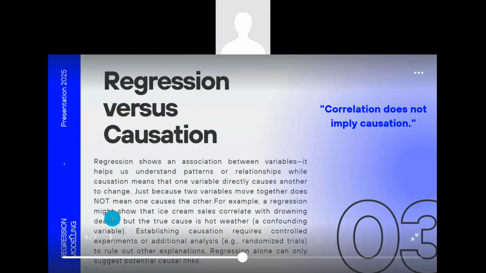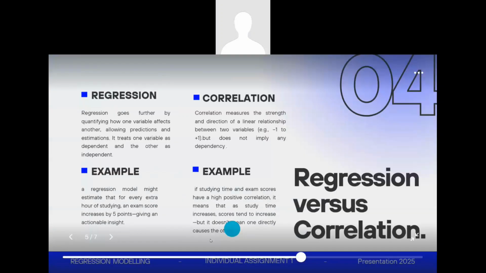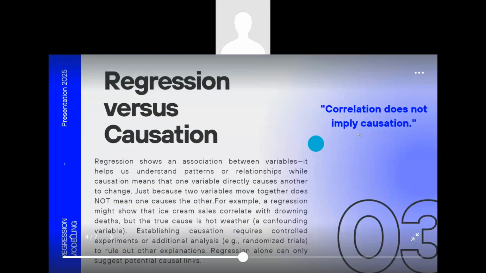For example, a regression might show that ice cream sales correlate with running that, but the true cause is hot weather, a confounding variable. Thus, proving causation requires control, experiments, and or additional analysis, like randomized trial, to rule out other explanations. Regression alone can only suggest potential causal link. In summary, correlation does not imply causation.